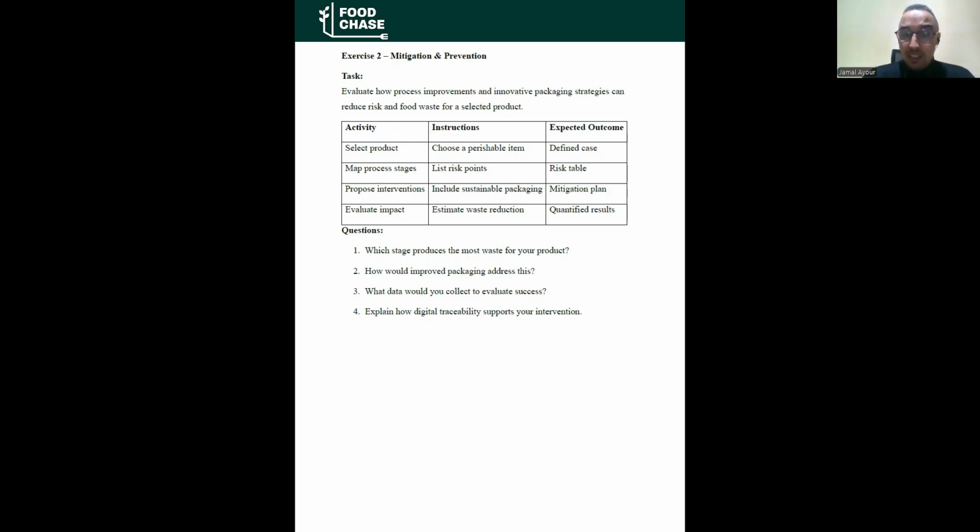For these activities, there are 4 questions. The first one is which stage produces the most waste for your product? How would improved packaging address this? What data would you collect to evaluate success? And explain how digital traceability supports your intervention. For these questions, we have some information in the exercise to use, but also our course about the mitigation and prevention part to answer these questions.